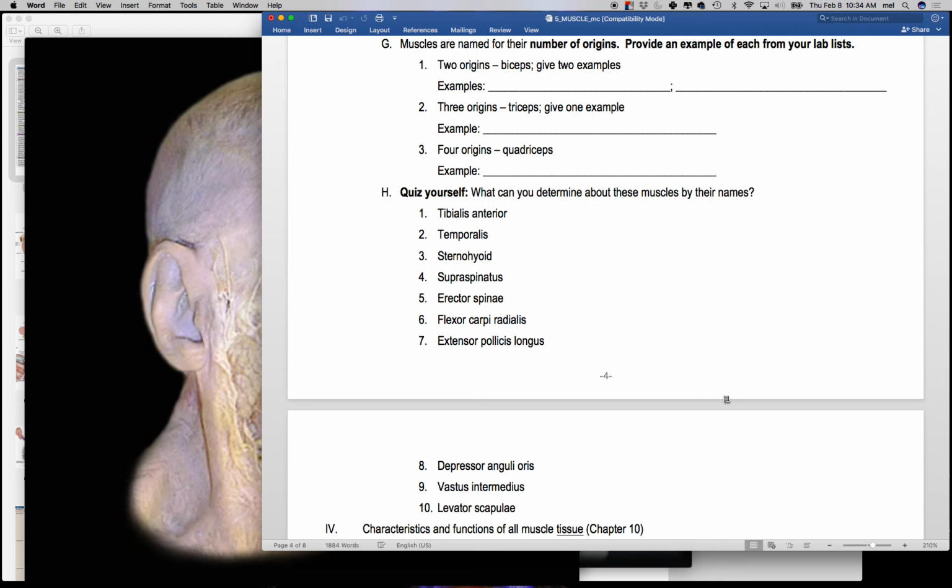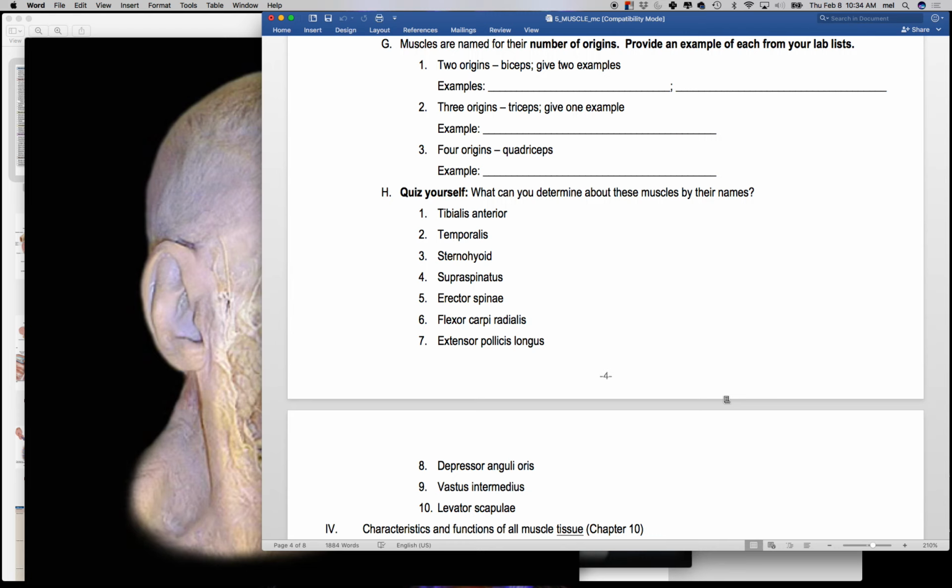Extensor pollicis longus. We've done it, but look at the name. Tell me everything you can tell me about it. Posterior side, running down the thumb, and longus. There's two of them. It's the one with the longer tendon. Yeah, extensor pollicis longus. Got it? Okay. Depressor anguli oris. We did that. You're not going to learn that one, but I want you to tell me how you can figure it out. Depressor anguli oris. Right? It's almost telling you exactly where to look for it. And you just go find it and say, yep, that's exactly where I thought it would be, right? Vastus intermedius. What is it telling you?